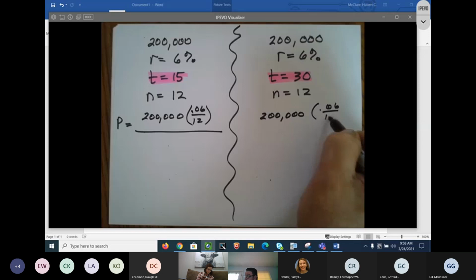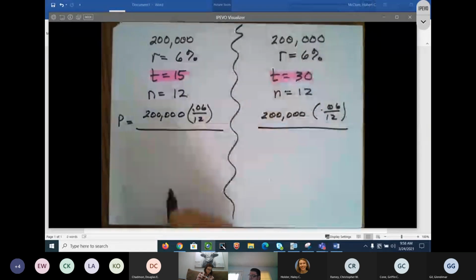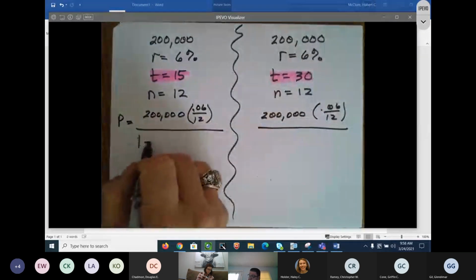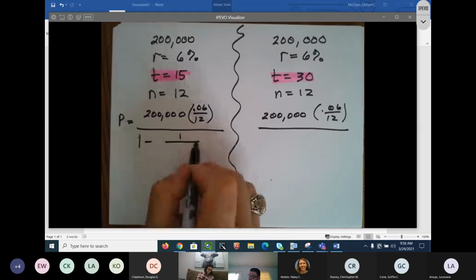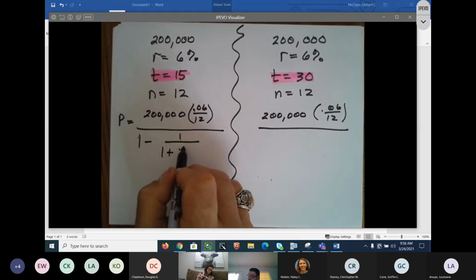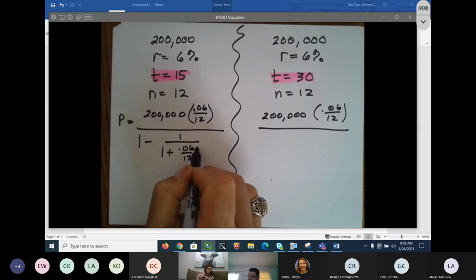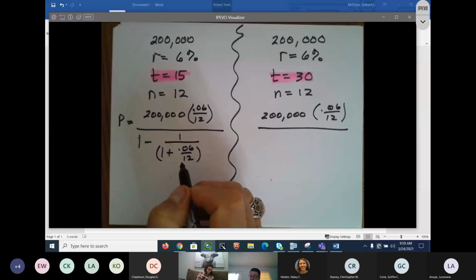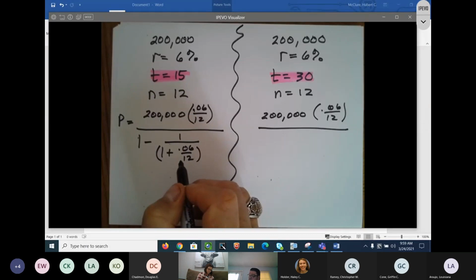0.06 divided by 12. 1 minus 1 over 1 plus 0.06 divided by 12, multiplied or raised to the what? Well, 12 times 15. Let's see, what's 10 times that? That's 150. And then 30 added on to 150 would be 180.